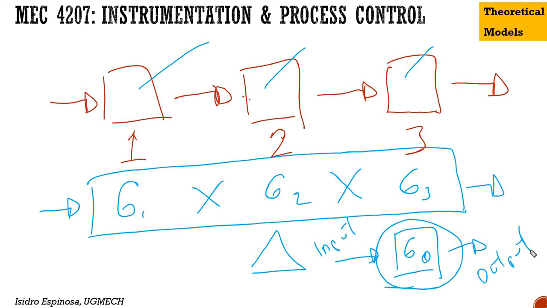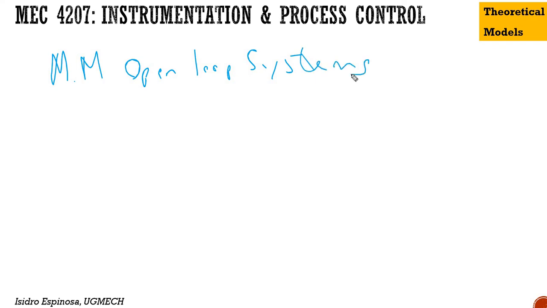Just to wrap up, mathematical models are based on these techniques. We can classify them as mathematical models for open loop systems, and mathematical models for closed loop systems.